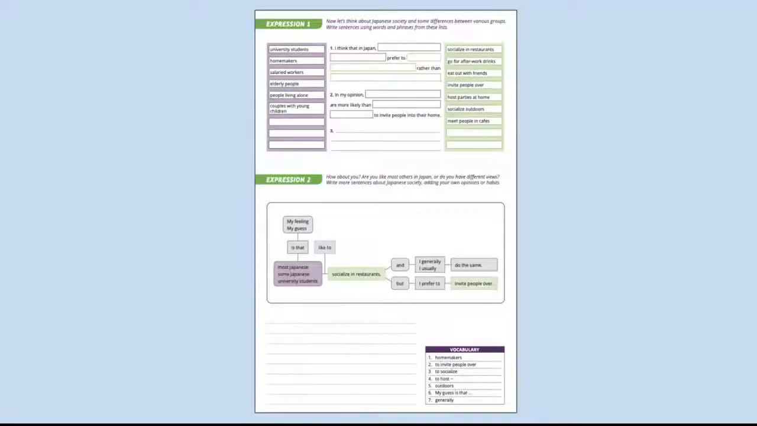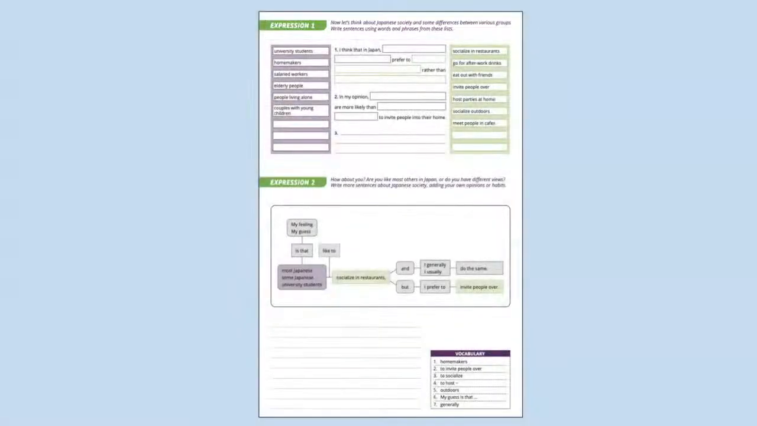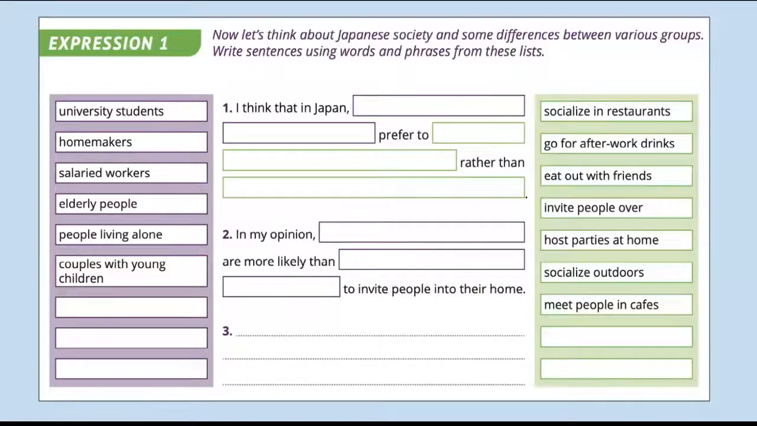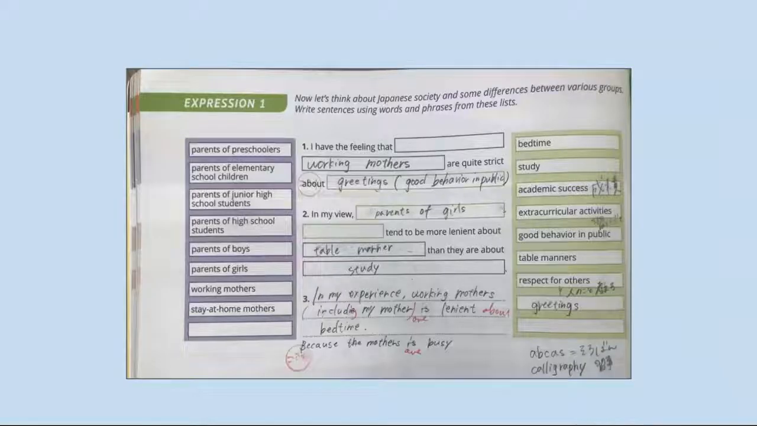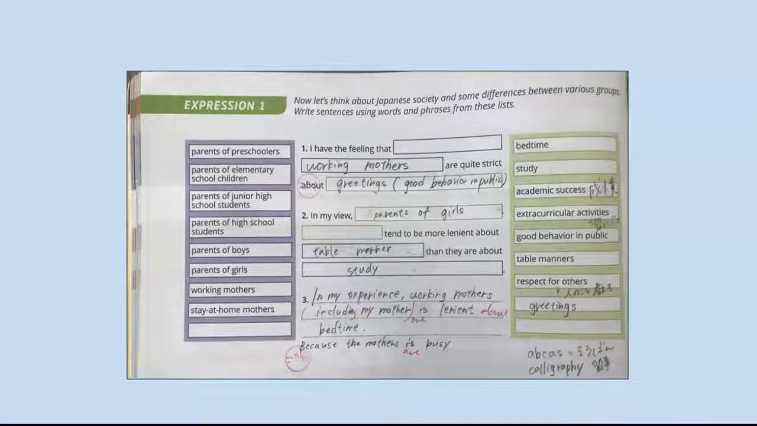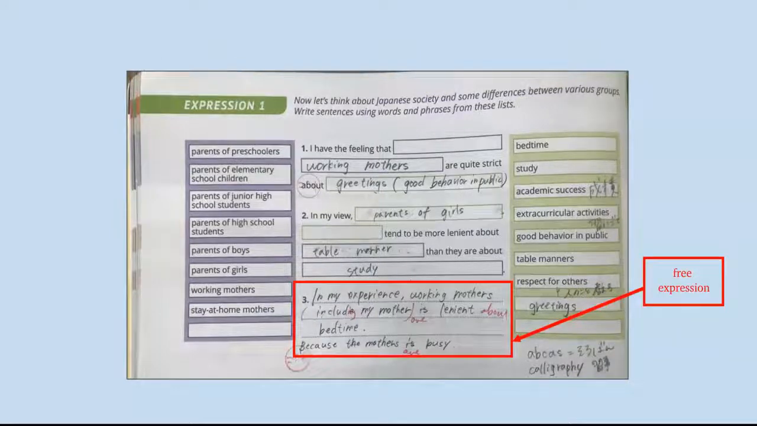Expression 1. The purpose of this activity is for you to express yourself about cultural trends in your society and some of the groups in it. Choose an expression from each box to make detailed sentences. You can compare different groups of people or different contexts within Japanese society. You can add vocabulary to the empty boxes. The third space allows you to express yourself freely.